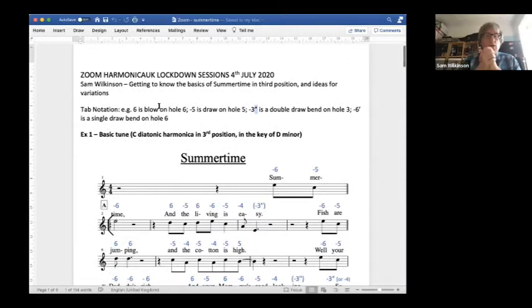So the tab notation we use is the one that I've used previously. So a +6 is a blow on hole 6. For example, a minus is like a draw, so -5. The double speech mark indicates a double bend on, and I've said draw hole 3, which is what we'll be using here. If you can't, it's not a problem. And then the single apostrophe is a single draw bend on hole 6.